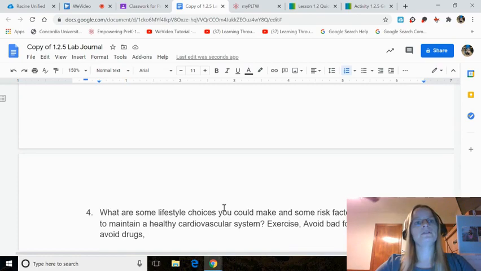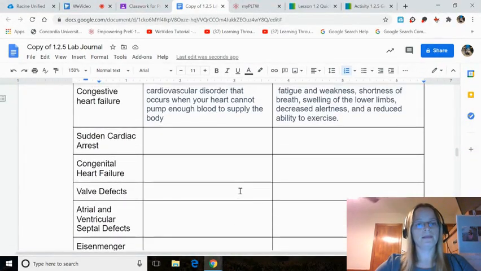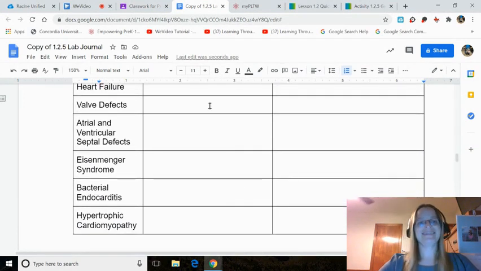Okay, so for 1.2.5, before you turn it in, use the internet and finish this chart, okay? All right.